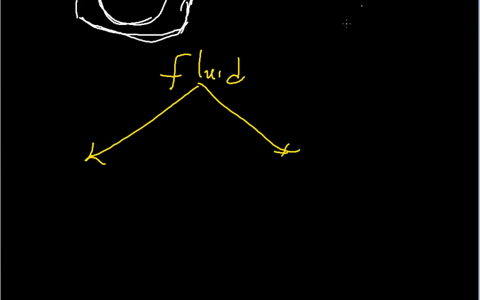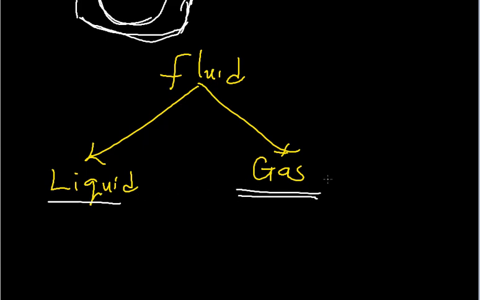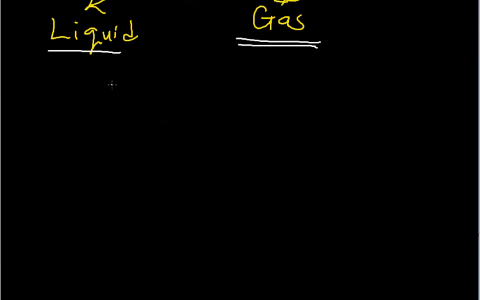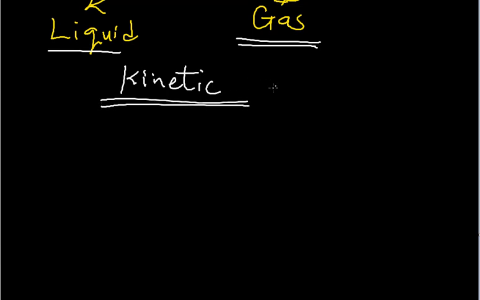Now we already know that fluid is categorized into two. We have the liquid and we have the gas. I want to differentiate between these two. Let's start with what we know about these two states of matter using kinetic theory.